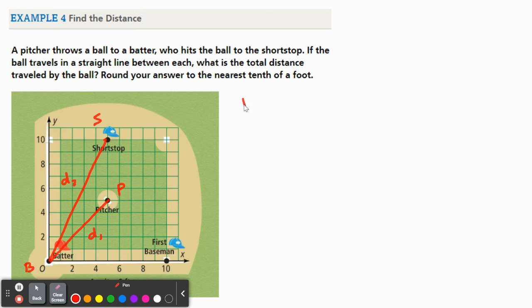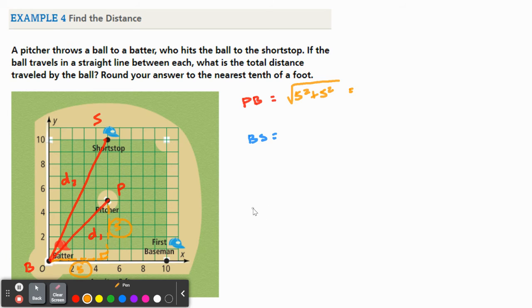So we want the distance from P to B. I'll do that in red. And then the distance from B to S. And I'll do it in blue. Okay. Well, we're going to use the whole Pythagorean theorem idea. We're going to create, and I'll do it in orange here for P to B, a right triangle around PB. We're going to count this x distance. 1, 2, 3, 4, 5. Going to count this y distance. 1, 2, 3, 4, 5. And to find PB, we're going to take 5 squared plus 5 squared and put it inside of a square root.